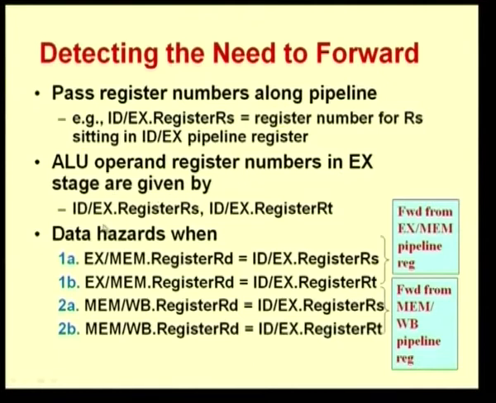Second is the ALU operand register numbers in the EX stage. They will be given by ID/EX dot register RS, ID/EX dot register RT, and so on. So this is how we are depicting it. Okay. How do I detect a hazard using this? So when is a hazard to be detected?